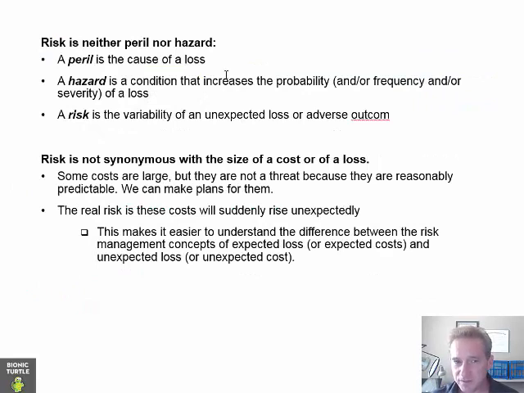Just a couple of other semantic or definitional points here. These are actually not in the reading, but I'm just inserting them. We are studying risk, and technically speaking, that's different than a peril or a hazard. The peril is the cause of a loss, and the hazard is a condition that increases the probability of a loss. As opposed to risk, which is the variability of an unexpected loss or adverse outcome. Let me get that correct.